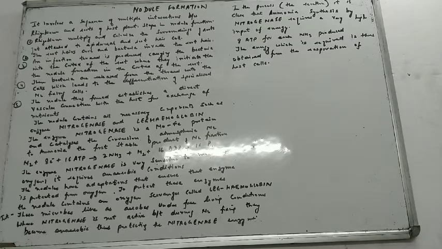The nodules contain all the necessary components, especially the enzyme nitrogenase and leghemoglobin. Please remember these two, nitrogenase and leghemoglobin. The enzyme nitrogenase is a molybdenum iron protein. What is the function of nitrogenase? It catalyzes the conversion of atmospheric nitrogen to ammonia. If you see the reaction, it says N2 plus 8 electrons plus 16 ATP gives 2 molecules of ammonia plus hydrogen plus 16 ADP plus 16 Pi.